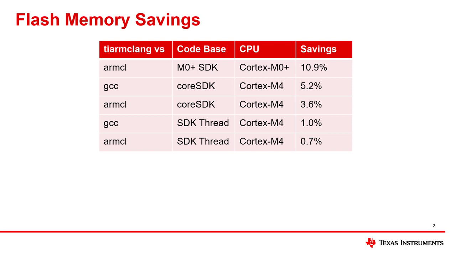In a previous video I introduced this table and described basically how it works. I also described these three columns: which compiler is being compared against TI-ARM-Clang, which code base is being used for the comparison, which CPU does that code base run on. And then in this video I'm going to talk about the details of how these numbers are computed.